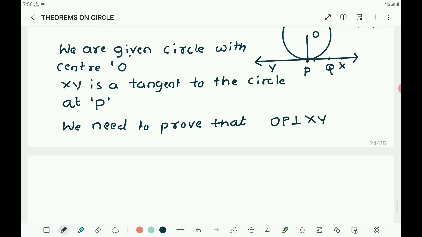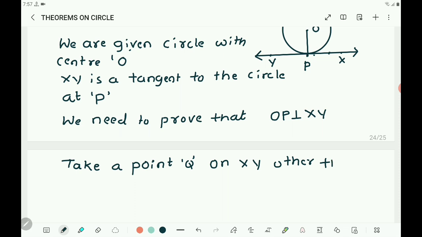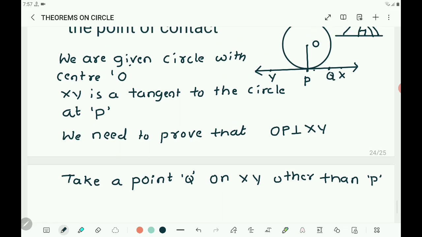Let us take a point Q on XY other than P, and join O and Q.